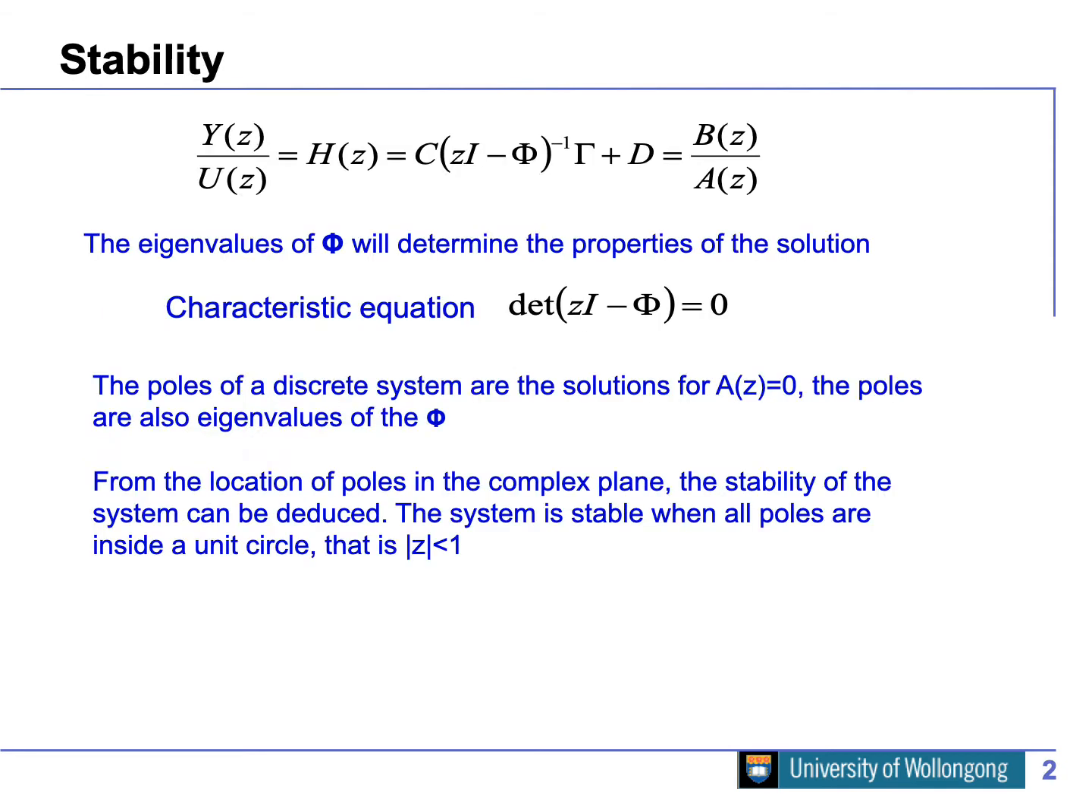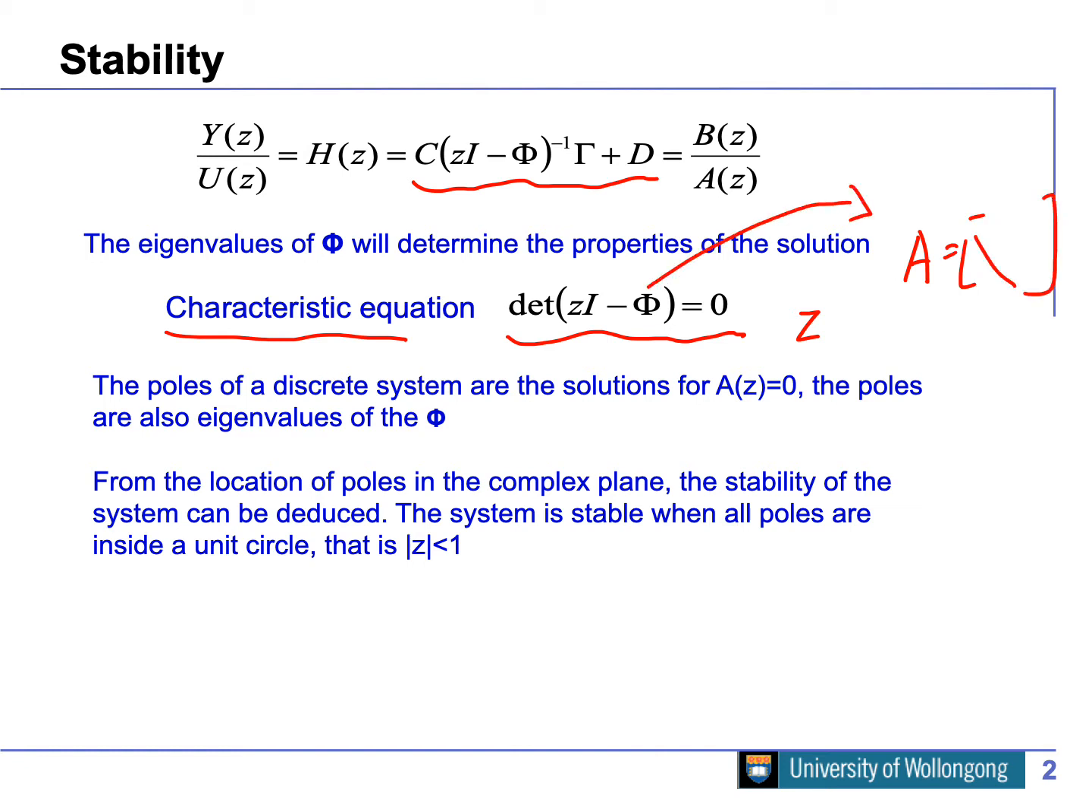We have the system transfer function like this, and the characteristic equation is that. So basically, the eigenvalues of A are the poles Z. Okay, so Z is the eigenvalue of that big matrix A, and this is the characteristic equation of that A.